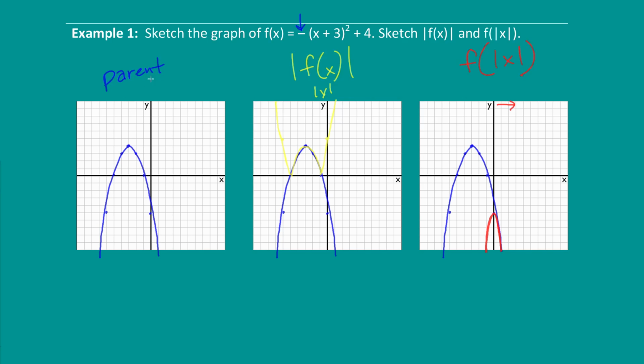So in this lesson, in these assignments, and also on the test, you're going to have to be able to identify your parent function. We've gone over a bunch of our parent functions, including the parabolas and our semicircles and our root functions, and then apply these absolute value rules. Again, positive y's only, reflection of the positive x's.